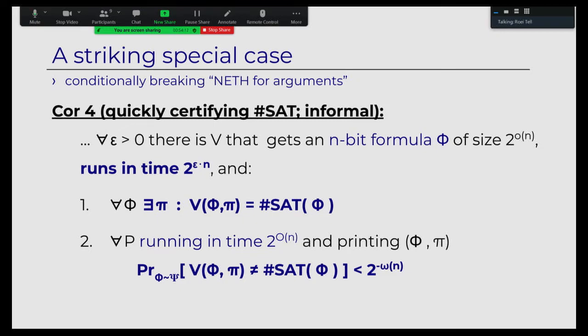There's a verifier that gets an n-bit formula of size 2 to the lil of n, runs in time 2 to the epsilon n, where epsilon can be as small as you want. And for every formula you can make, you have a proof that causes it to output the exact number of satisfying assignments, but no prover running in exponential time, 2 to the O of n, can mislead this verifier, except with probability that is negligible in 2 to the n. It's needless to say, a small probability.